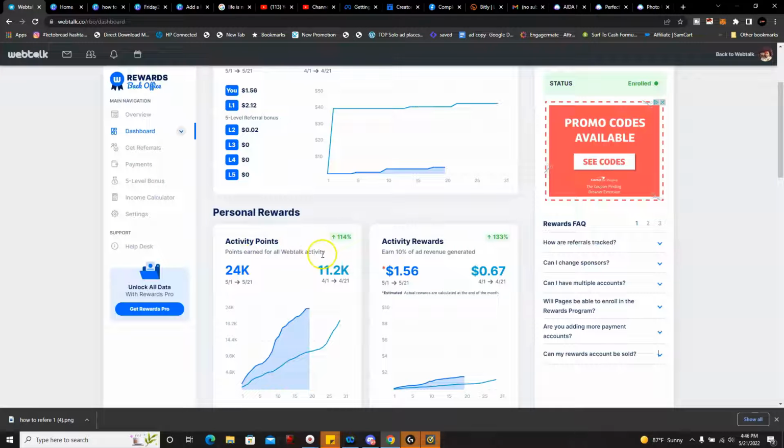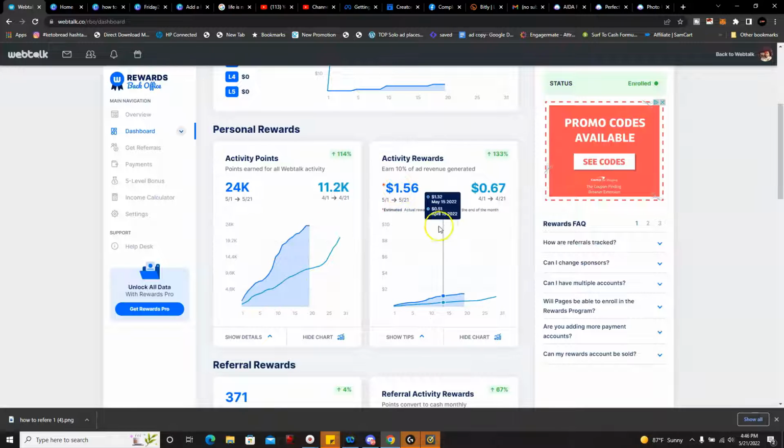My activity rewards points: 24,000 points so far this month, and it's only the 21st. And then last month was 11,000 points. My activity rewards points here.